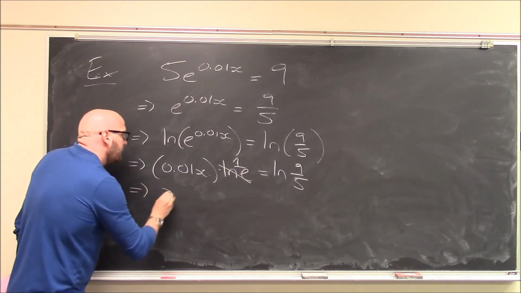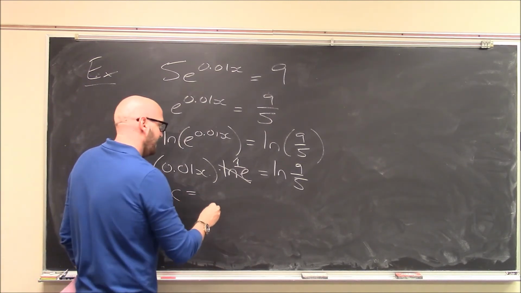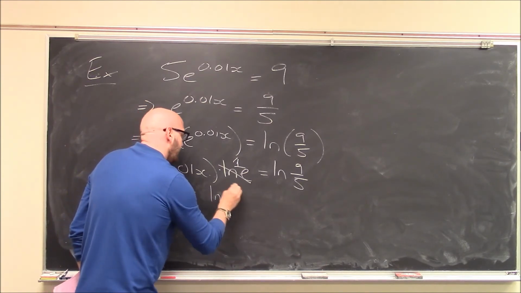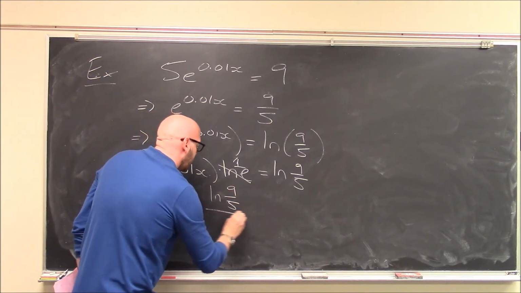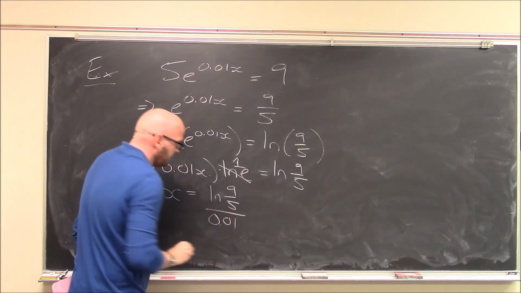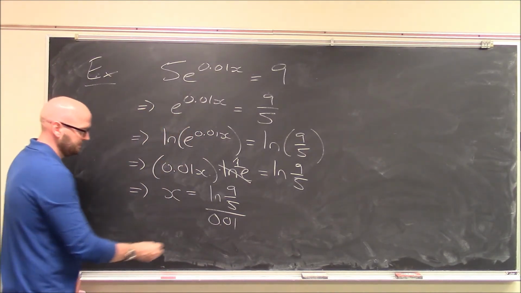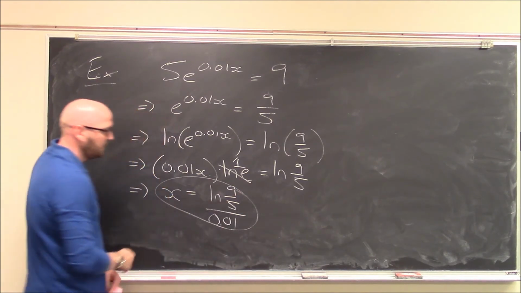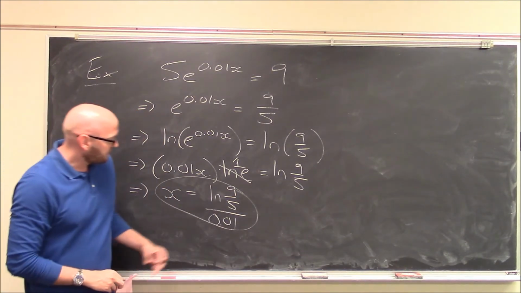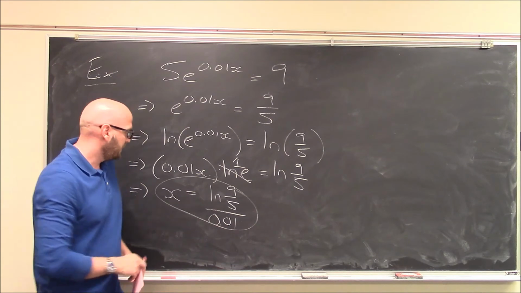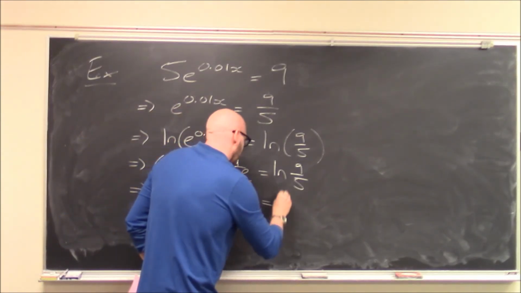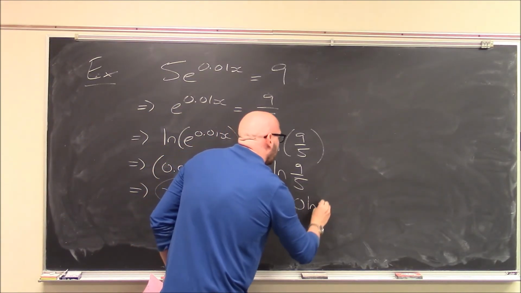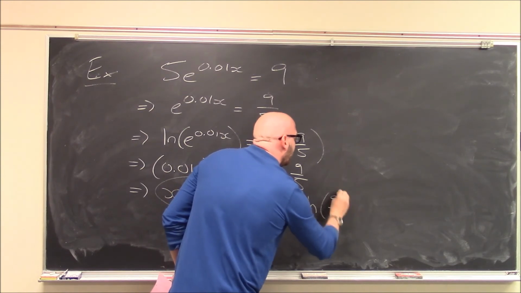And that means x is ln of 9/5 over 0.01. And there's my solution. By the way, if you want to make this look a little bit prettier, dividing by 0.01 is the same as multiplying by 100. So that would be 100 ln of 9/5.